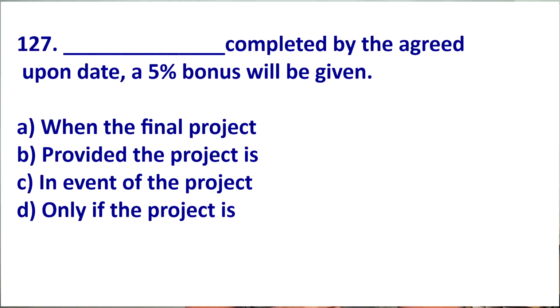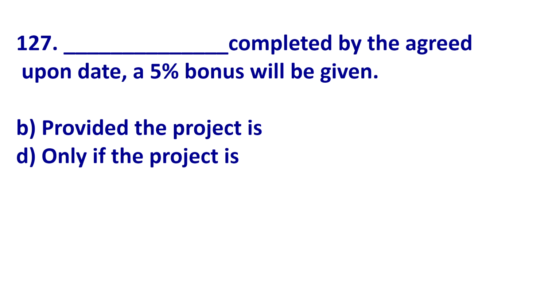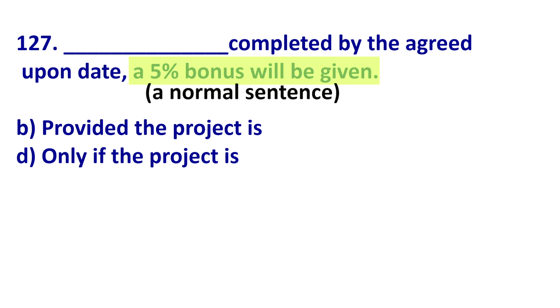All right, here's the moment we've been waiting for. B or D. Now, we will get to the answer. But one thing to notice is in the main clause, you have a subject plus verb. A 5% bonus will be given. So, yes, it's passive, but I'm saying you have a normal sentence. You have a normal clause.